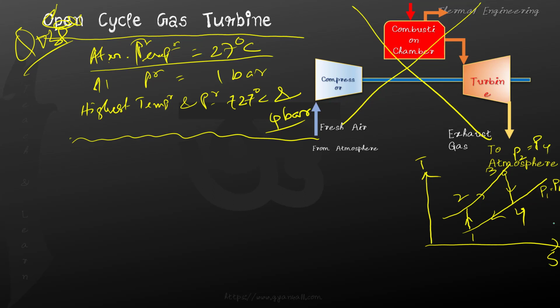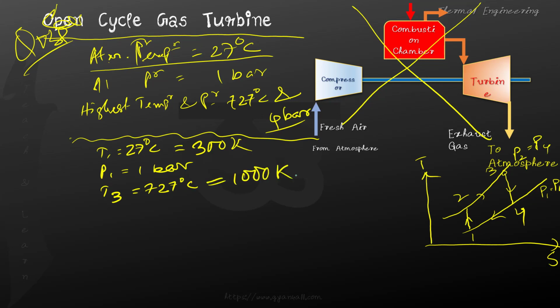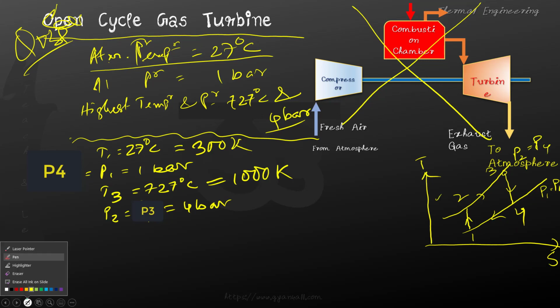We need all the temperatures. T1 we know. What is T1? T1 equal to 27 degree centigrade. In Kelvin it will be 300 Kelvin. P1 is given as 1 bar. T3 is given as 727 degree centigrade, which will be equal to 1000 Kelvin. P2 equal to P4, and P1 equal to P3, equal to 4 bar. We will solve the problem. We have temperature T1 and temperature T3 given, but temperature T2 and T4 we will need.